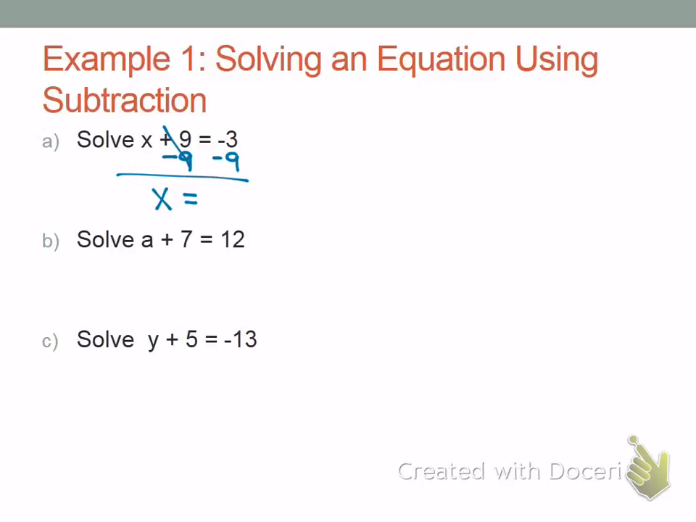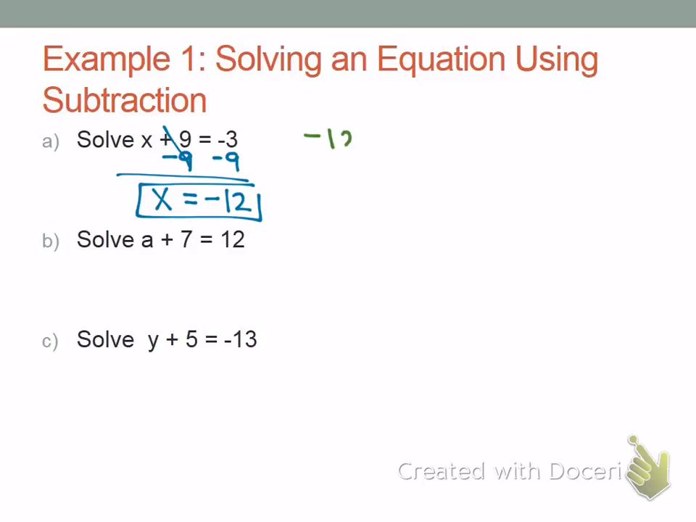Now here's where your rules for positive and negative numbers are important. What is negative 3 minus 9? Negative 12. x equals negative 12. So that is my answer, but I'm not done yet because now I have to check my solution. I've got to plug it back in.